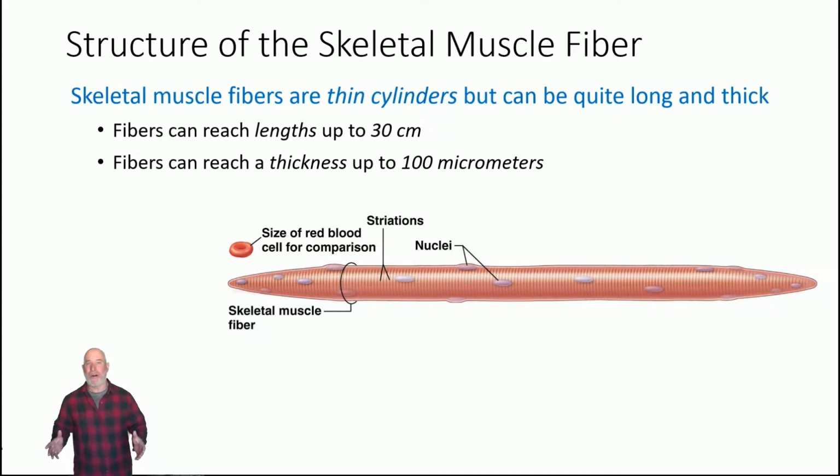Now, muscle fibers, unlike many other cells in our body, are big. They're really big. And they can be quite long, up to 30 centimeters long. So if you take your longest muscle in your body, you're going to have a muscle fiber run the entire length of that muscle tissue. So that's pretty long, right? Think of your hamstrings or your quadriceps. You've got a single muscle fiber running the entire length.